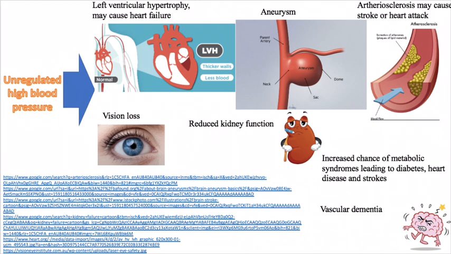Thirdly, thickening of the walls of the heart's pumping chambers, that is left ventricular hypertrophy, can eventually lead to heart failure. Fourthly, weakening and narrowing of blood vessels in the kidneys can harm kidney function. Fifthly, thickening, narrowing, and tearing of blood vessels in the eyes can cause vision loss. Sixthly, increased chance of metabolic syndromes, including diabetes, heart disease, and strokes can occur. And finally, narrowing or blocking of arteries, which restricts blood flow to the brain and can hence cause vascular dementia.